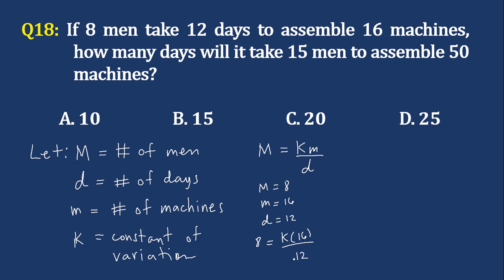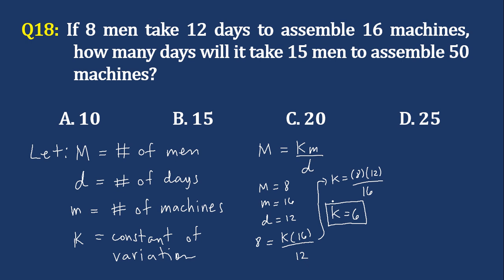Okay, now cross multiply and then divide by 16. We will get k equals 8 times 12 divided by 16. Alright, so 8 over 16, that's 1 half. 1 half times 12, that is 6. So we know the constant is 6.